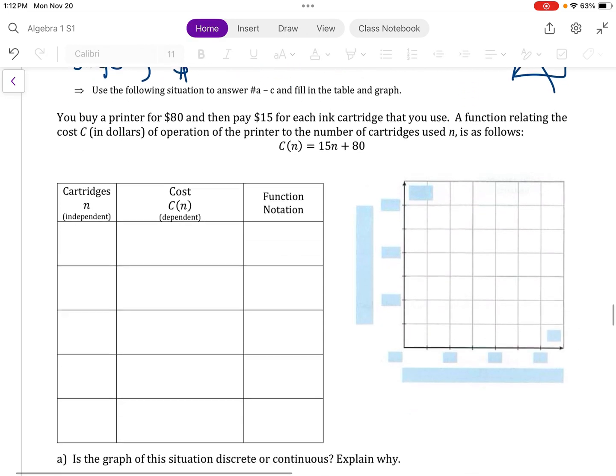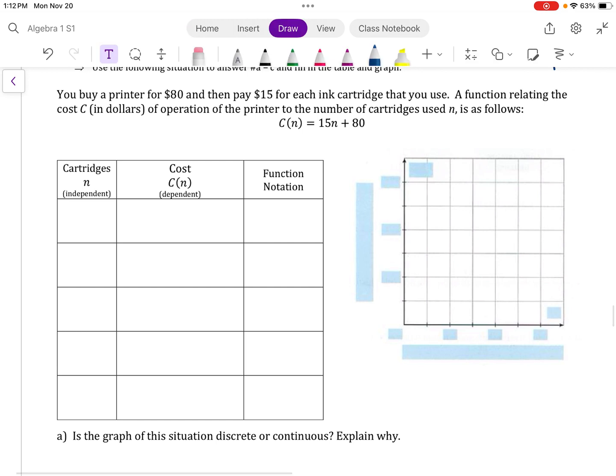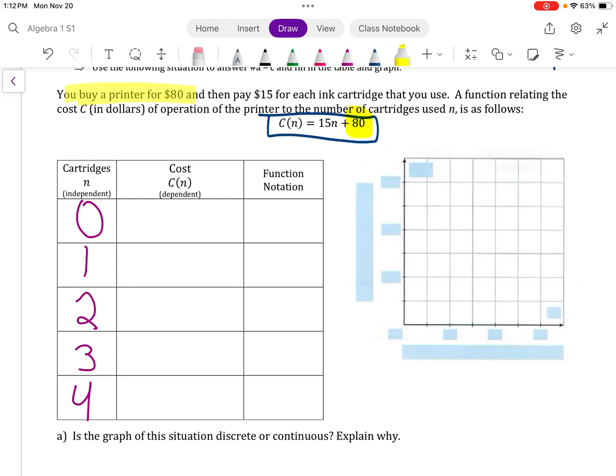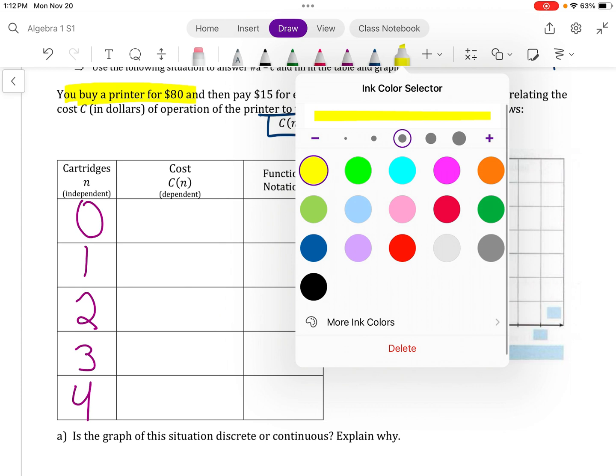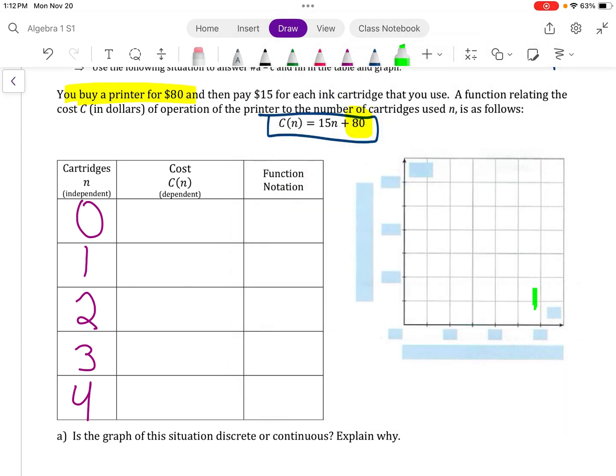Okay? If you buy a printer for $80 and then pay $15 for each ink cartridge, here is the number we start with. So we are starting with 0. Okay? 1, 2, 3, 4. This was similar to what we had yesterday. The flat fee was $80. Each cartridge you buy is $15.